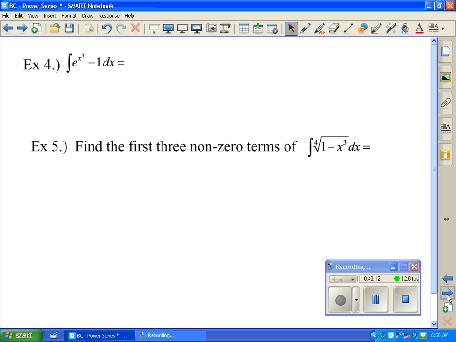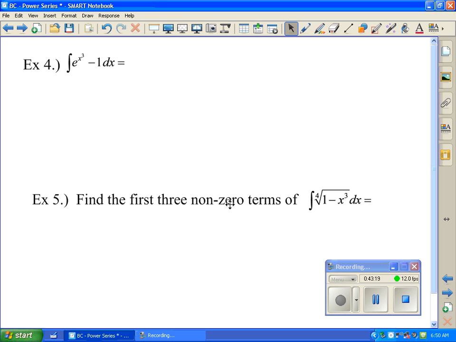Alright, a couple other things to wrap this up. First of all, how to take an integral with a power series. So I have here e to the x cubed minus 1 dx. Normally you wouldn't be able to take the integral of this because there's not enough for u substitution, but we can rewrite this with our power series. So the e to the x part would be n equals 0 to infinity, x cubed to the n over n factorial minus 1 dx.